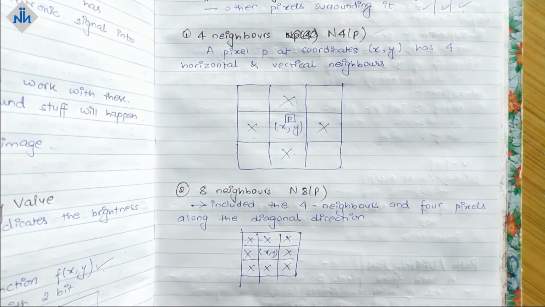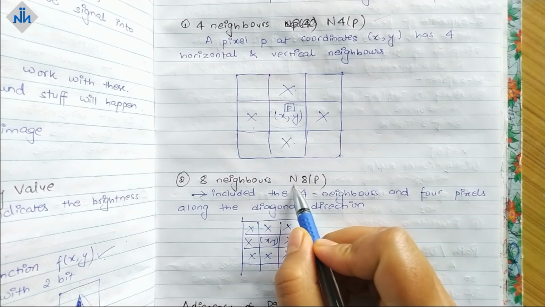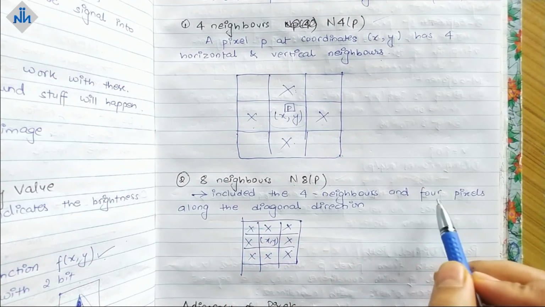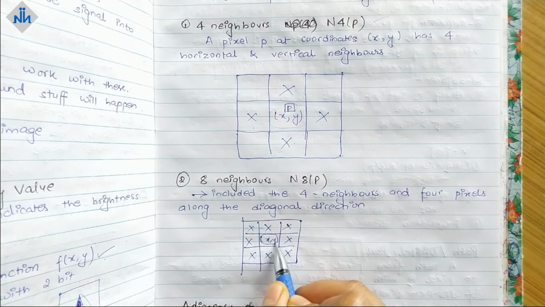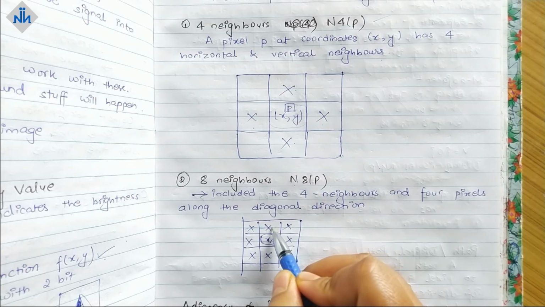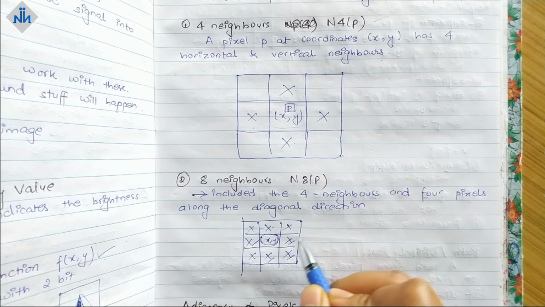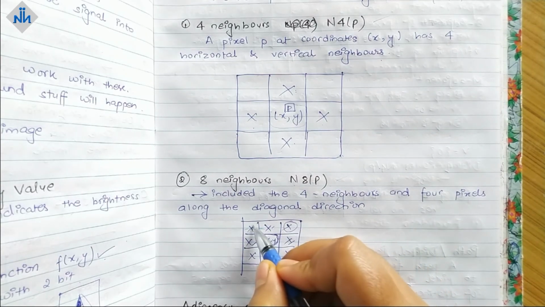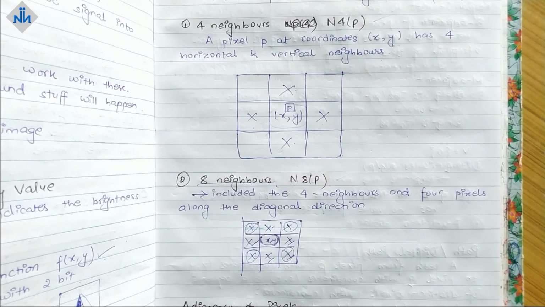Now let's talk about 8 neighbors. 8 neighbors is represented by N8(P), and it includes the 4 neighbors and 4 pixels along the diagonal direction. So if this is the pixel P, then we first indicate our 4 neighbors, this and this, and then all the diagonal neighbors are also counted as neighbors. So this, and this. All of these are known as 8 neighbors.